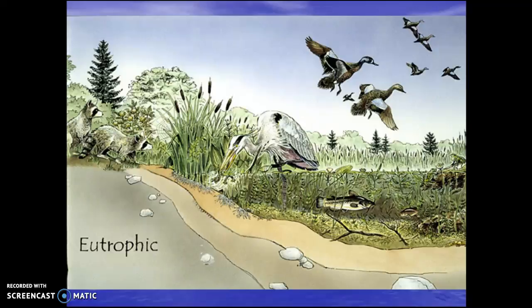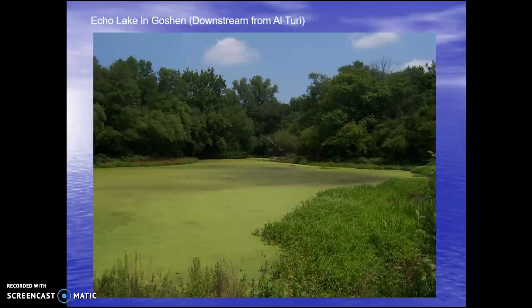However, when people greatly load an ecosystem with too many nutrients all at once, it can lead to a bloom of algae, as we said before. So here it is, Echo Lake in Goshen, right downstream of the Altari landfill. I don't know if that's where the runoff is coming from, but here you wouldn't even know it's a lake. It looks like a putting green.